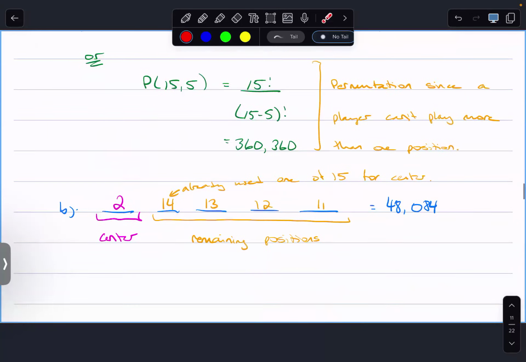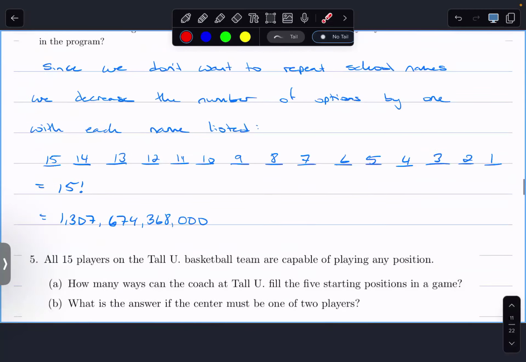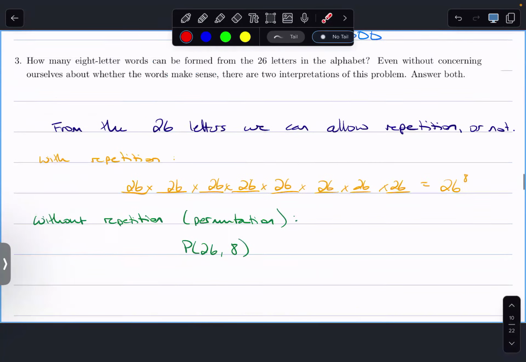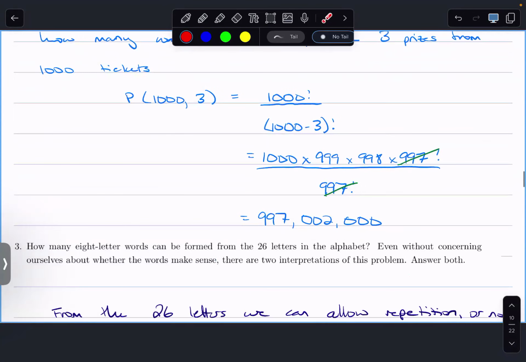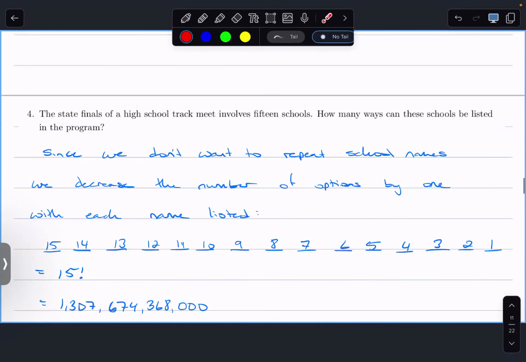The key thing to think about is whether you're allowing repetition or not, right? If you're not allowing any repetition, then it's a permutation. And then you can use that permutation formula. But let's see here. I think you can always use the slots. Okay, the first one might be a little tricky with the slots. No, you still can.